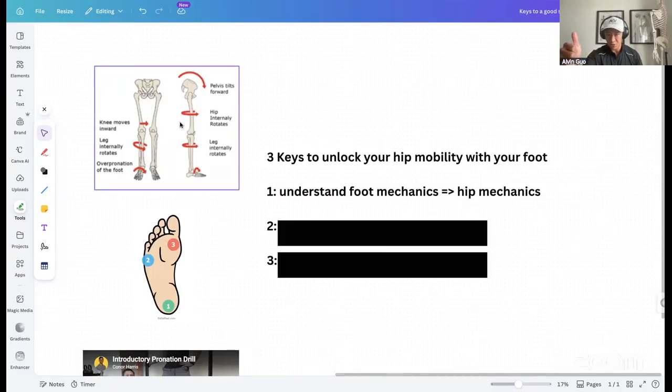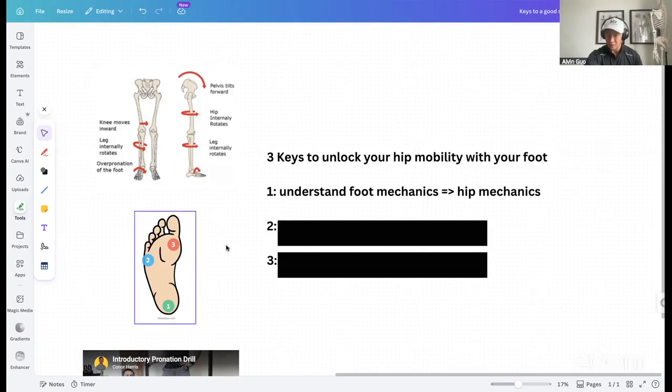Okay. Any question on this part? All good? Crystal clear? Give me a thumbs up if yes. All right. Cool. Now, the second part to unlock your hip mobility is the full reference.